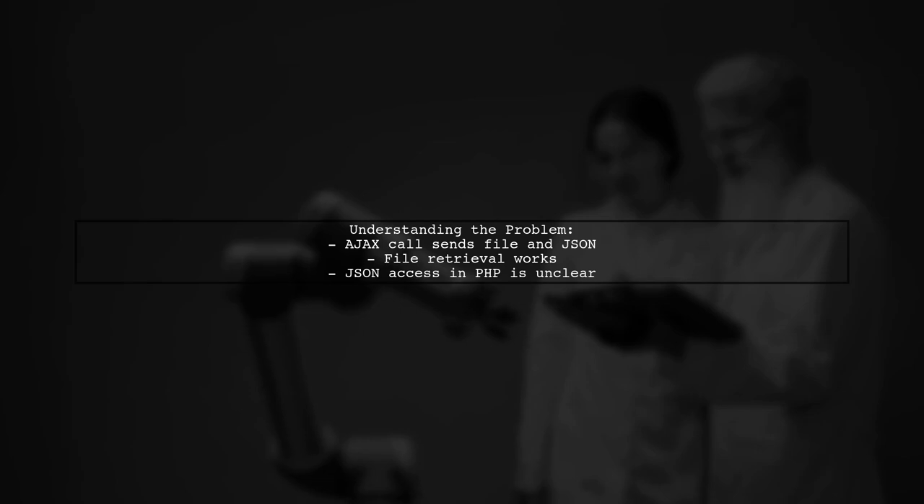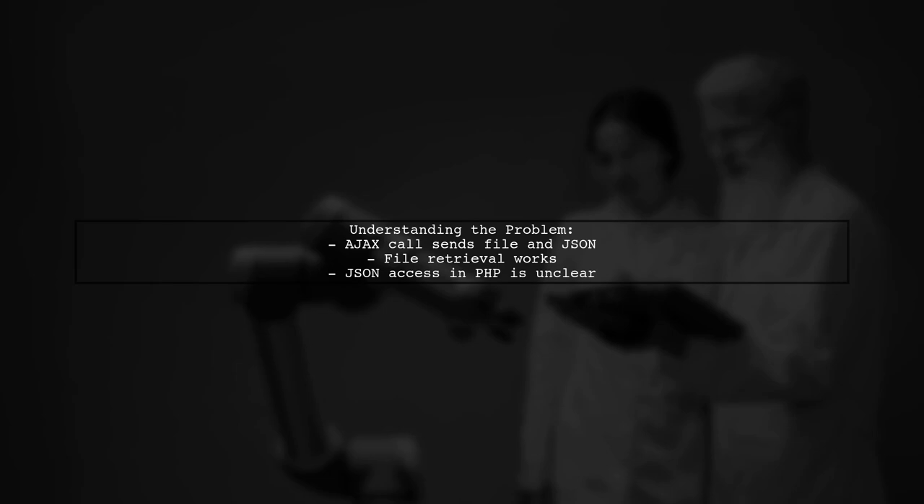Let's break down the problem. Our viewer has set up an AJAX call to send a file and a JSON object to a PHP script. While they can successfully retrieve the uploaded file, they are struggling to access the JSON data sent alongside it.